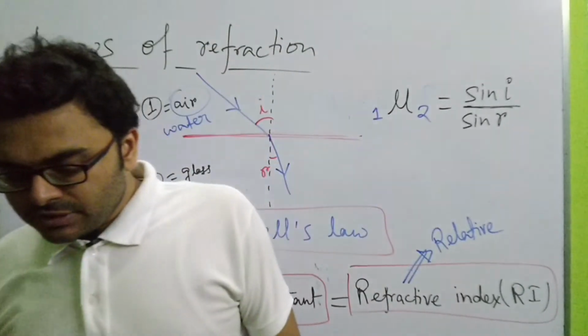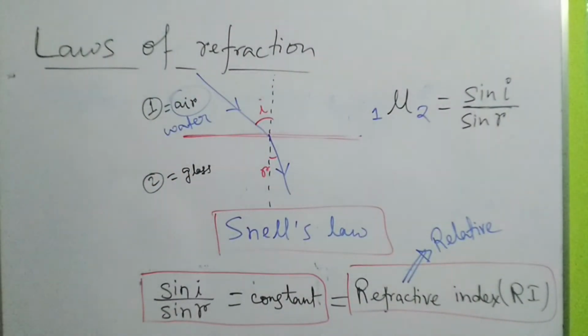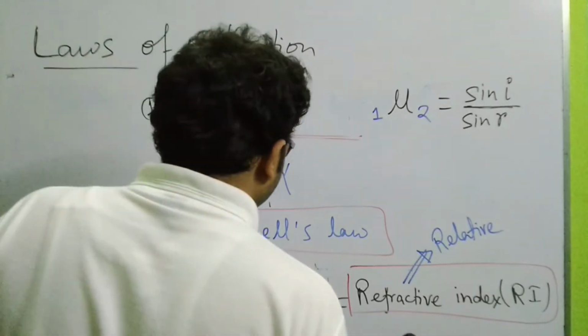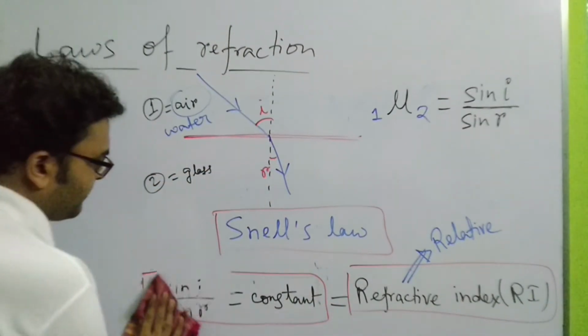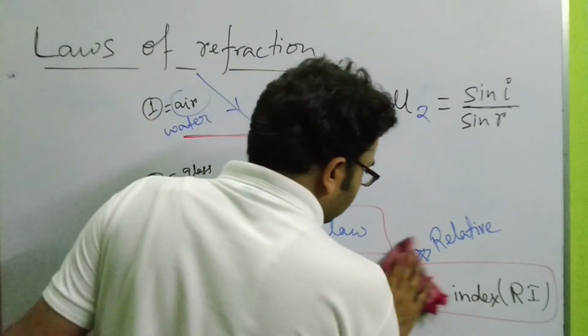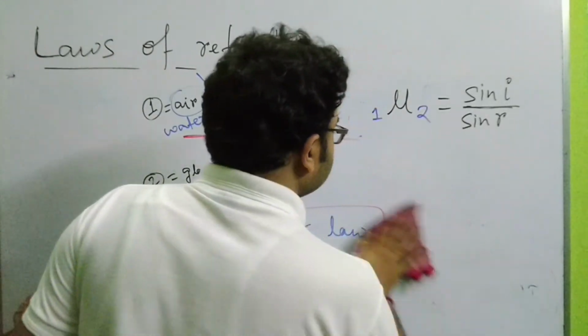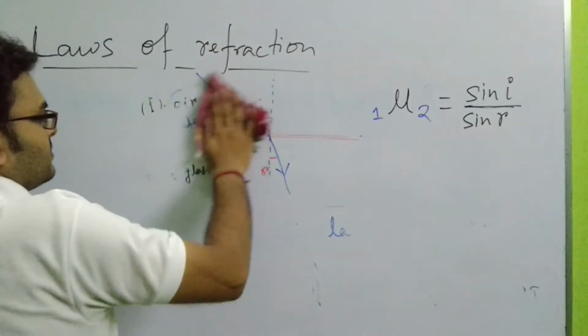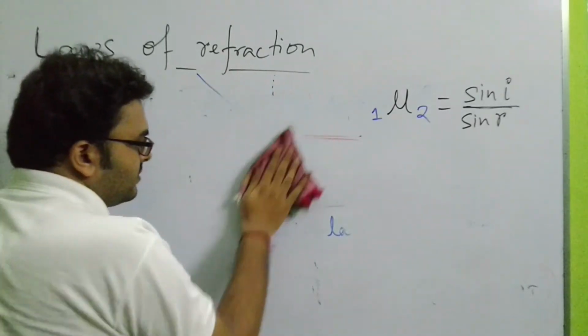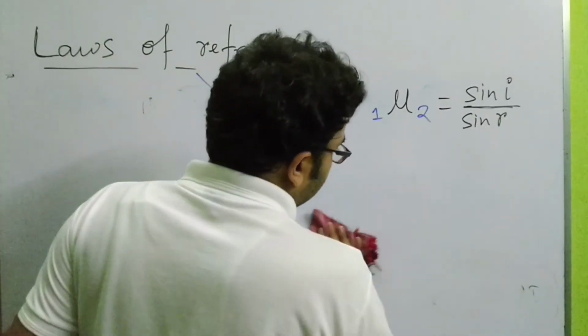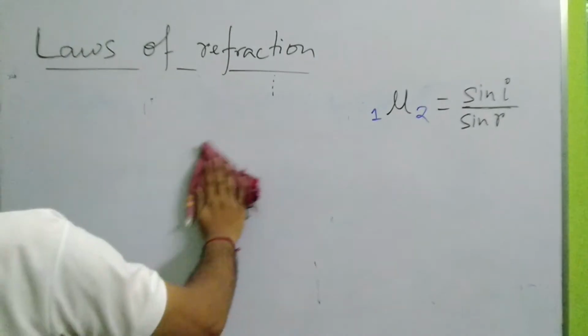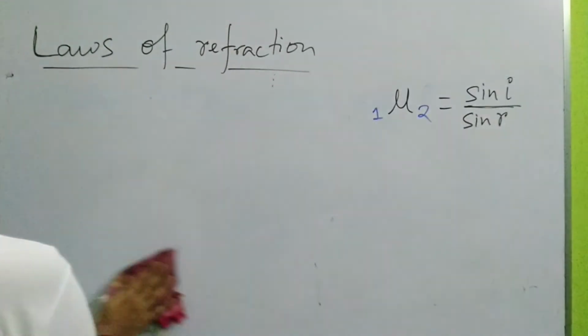So this is actually relative refractive index denoted by the letter mu and written as mu 2 with respect to 1. Now that is another refractive index, another formula for refractive index. We call it the absolute refractive index. So what is absolute refractive index? Refractive index can also be defined as the ratio of the speed of light in air or vacuum to the speed of light in that particular medium.